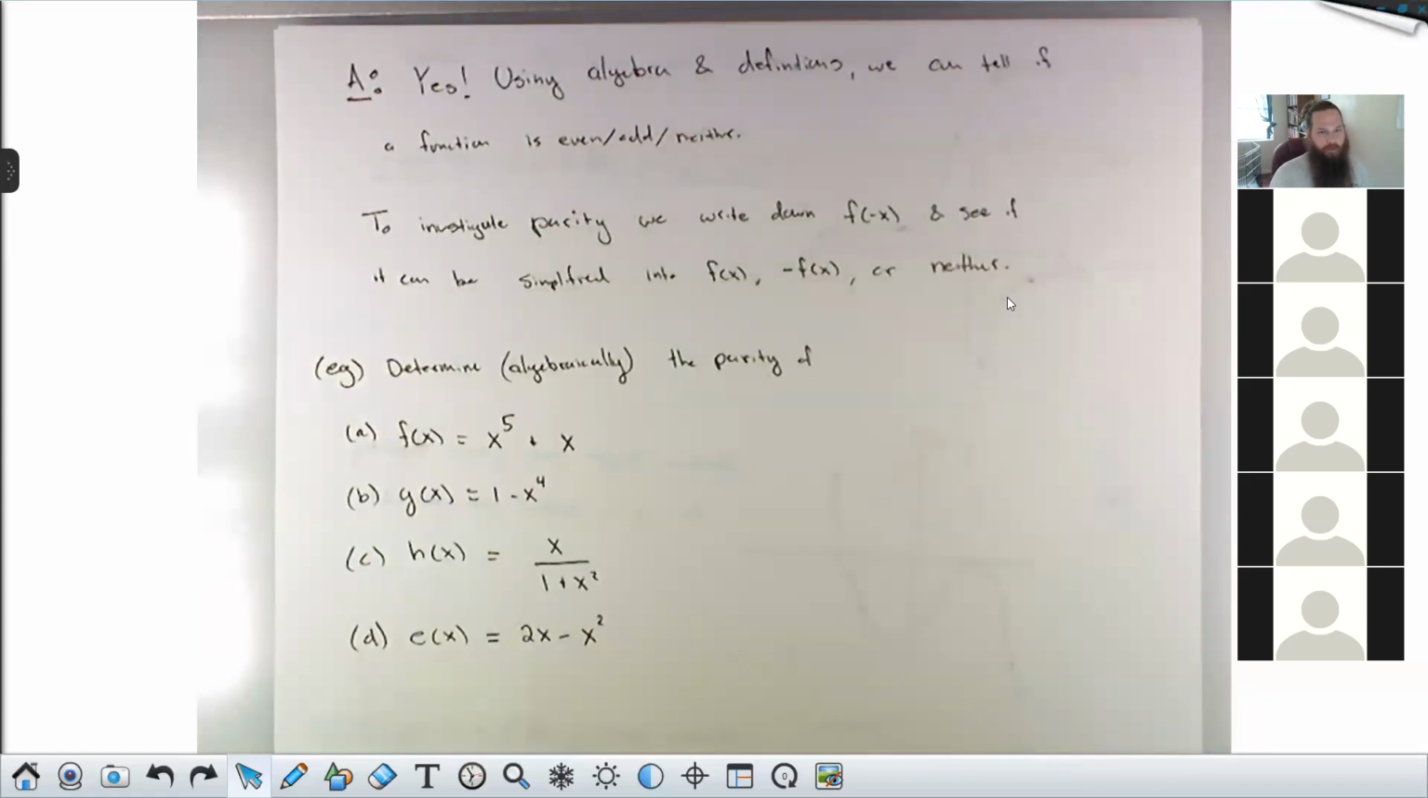Okay, so you've got plenty of stuff to do here. The game for each of these is to look at f of negative x, or g of negative x, h of negative x, e of negative x. We're going to plug in negative x and see if it simplifies to the original or the negated version.